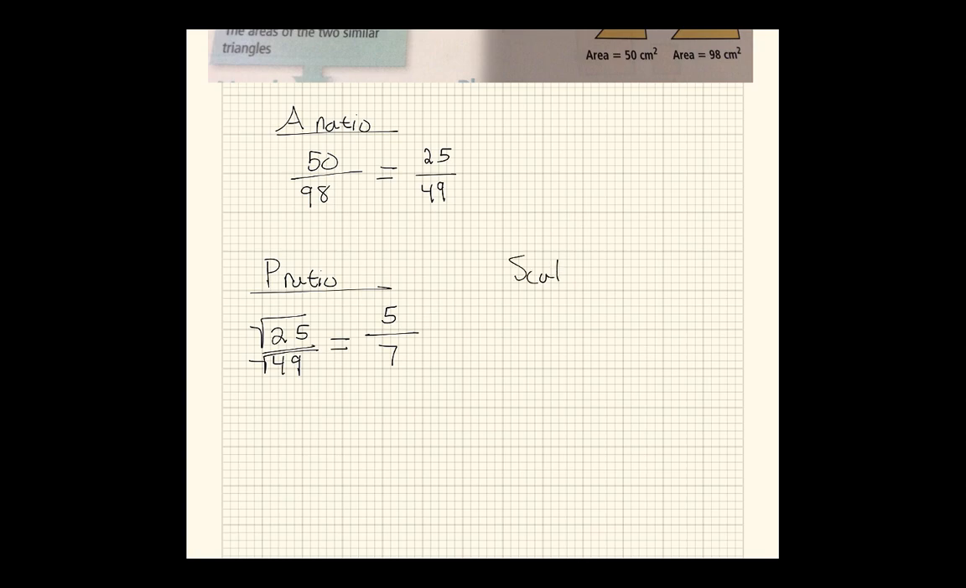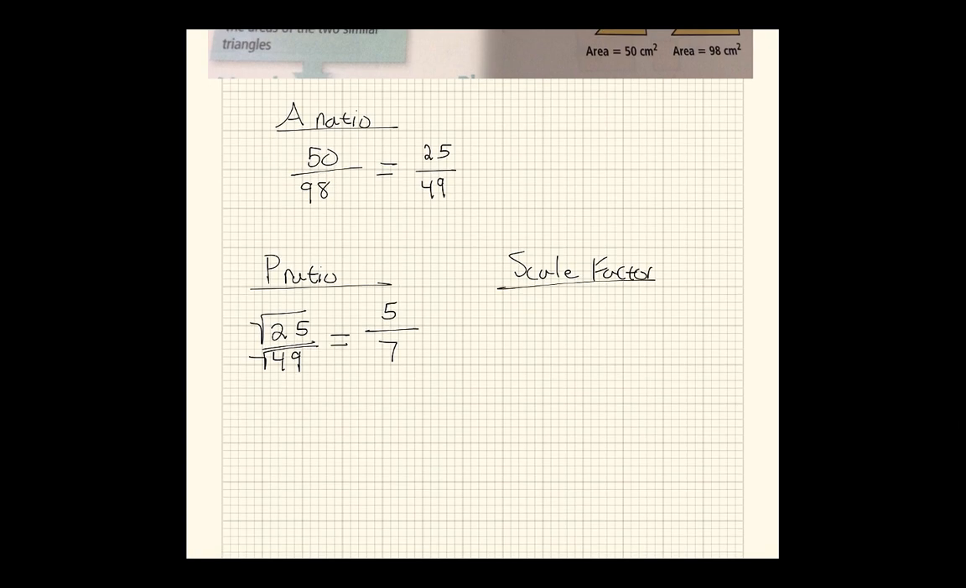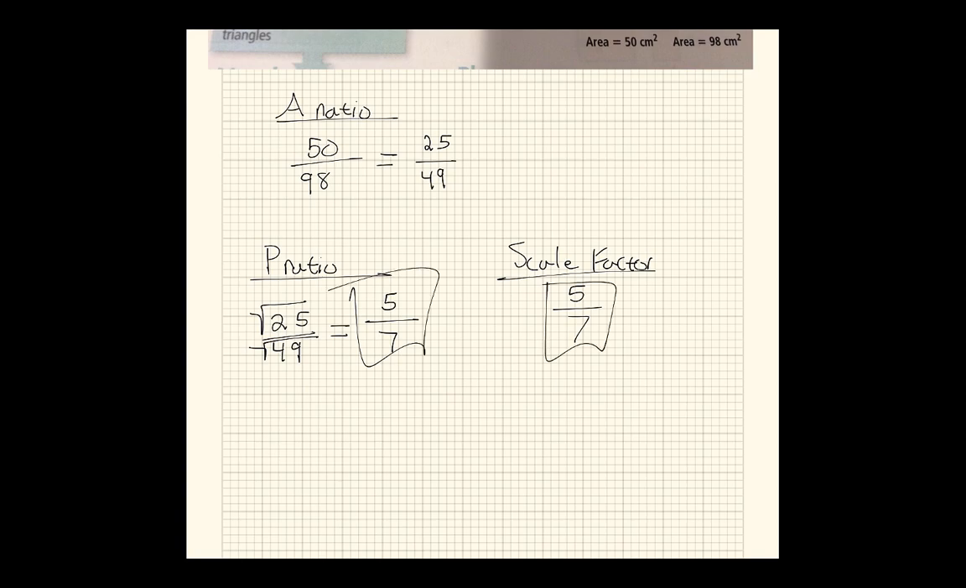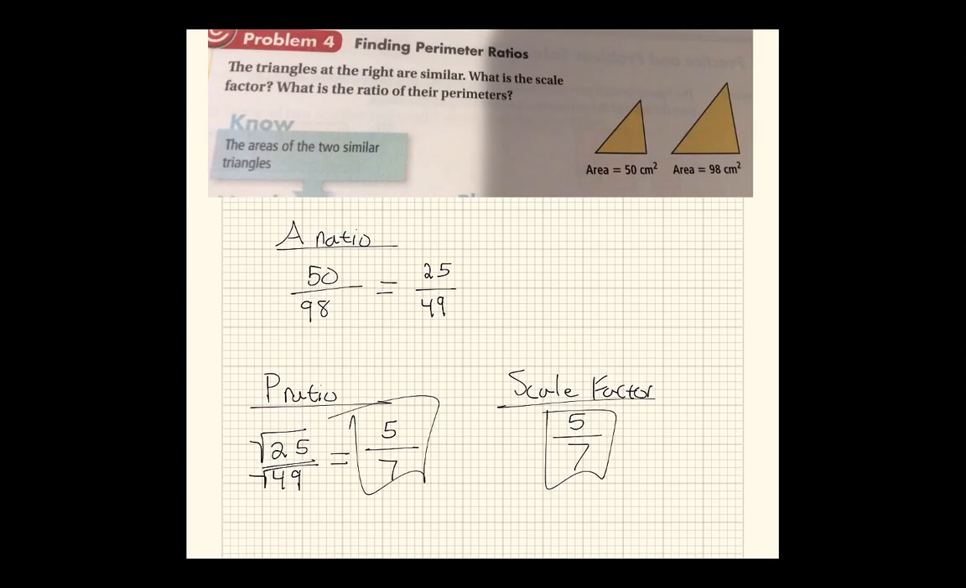So that tells me the perimeter ratio, and that is the same as the scale factor too. This is also 5 to 7. So that answers both questions: what is the scale factor, and what is the ratio of the perimeters? It should be 5 to 7. So if you're given areas, find the ratio, and to get the perimeter ratio, you have to square root.